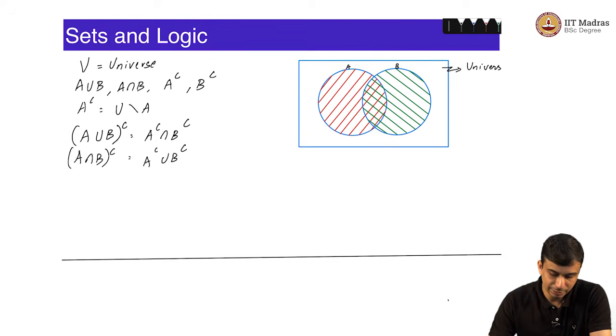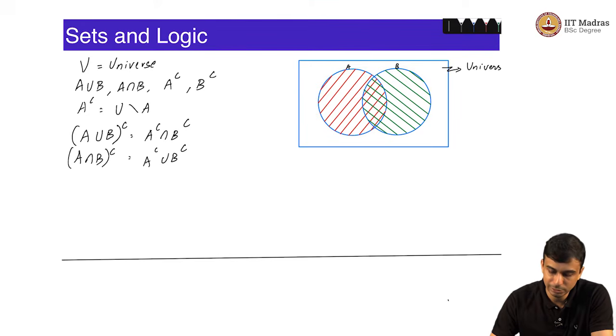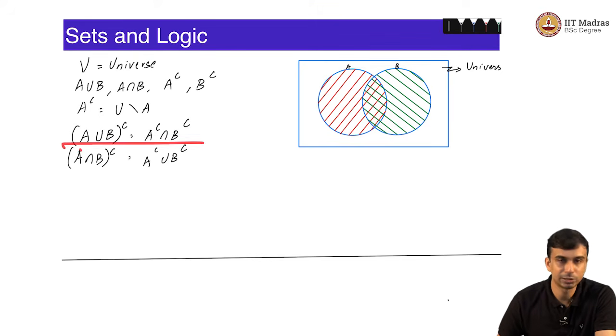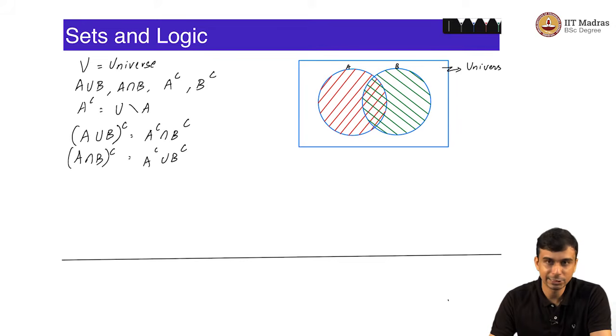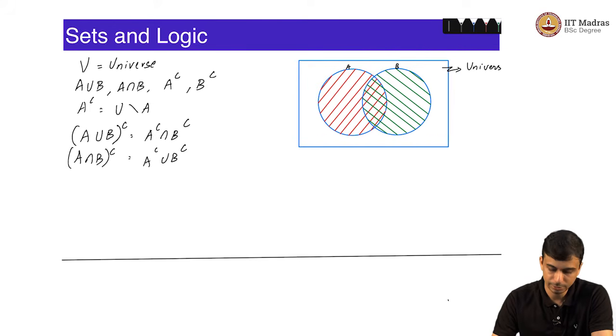Graphically, this is pretty easy to understand. A union B, the whole complement, is simply the elements that are in the universe but neither in A nor in B. That is essentially the unshaded region of this diagram. That is clearly exactly equal to A complement intersection B complement. That is the first law, and similarly you have the second law. A intersection B, the whole complement, is simply the set except for this intersection, and that is clearly exactly equal to A complement union B complement.